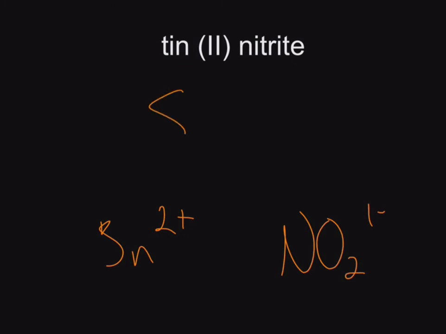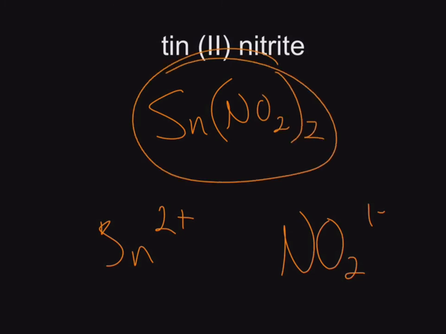Tin(II) nitrite. So nitrate is NO3, nitrite is NO2, has a charge of -1. Tin(II), Sn is the symbol for tin, 2 plus. And then when you switch the numbers, you get Sn(NO2)2. That would be the final formula.